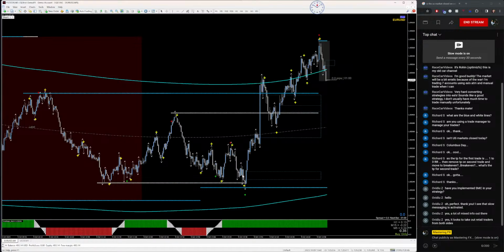So not only does the combination of my theory and ICT concepts allow me 2 different entry models, but I also know exactly where I'm going. There's no guesswork. And I'm happy with 3.6% in total. I'm happy with that. More than happy.